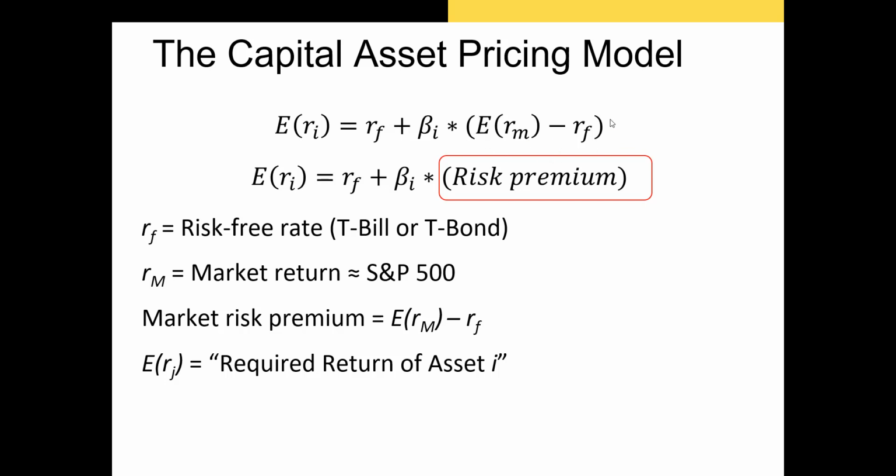So this entire quantity is our risk premium on the market, just the amount by which the S&P 500 outperforms the risk-free rate, or the yield on a T-bill, or if you prefer, a T-bond. Some people use different measures.